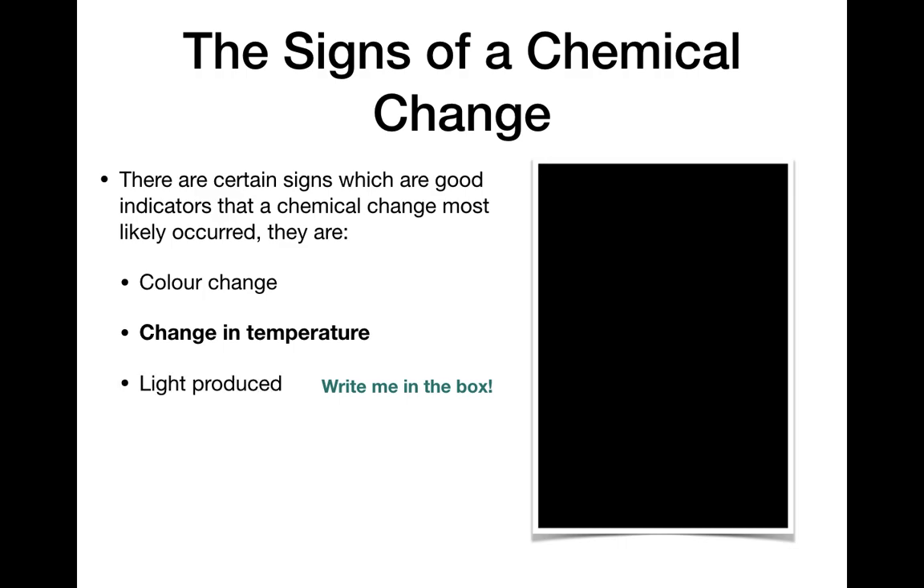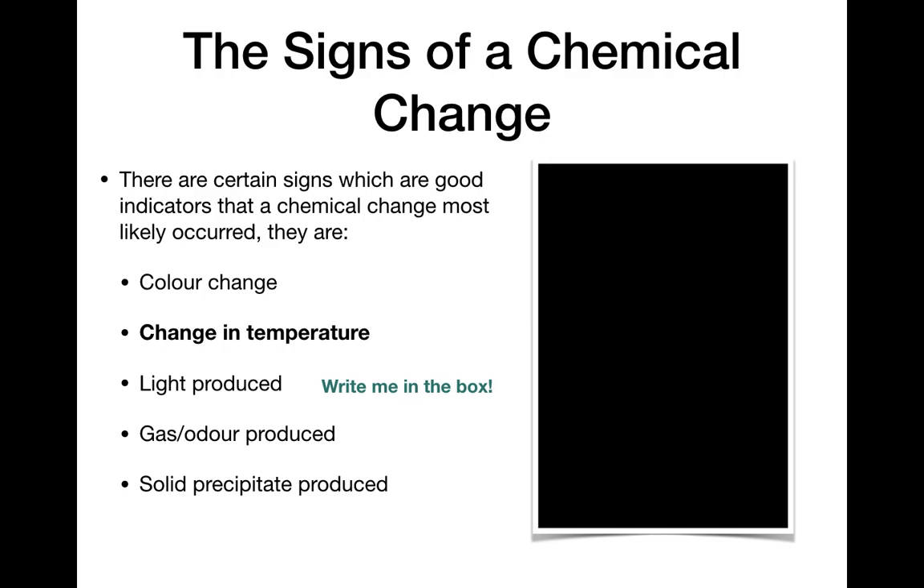If there's light being produced by the reaction, that's a chemical change. If there is a gas or an odor being produced, so you can see bubbles of gas, or you can see an actual smell being produced also from a gas, those are signs of a chemical change.